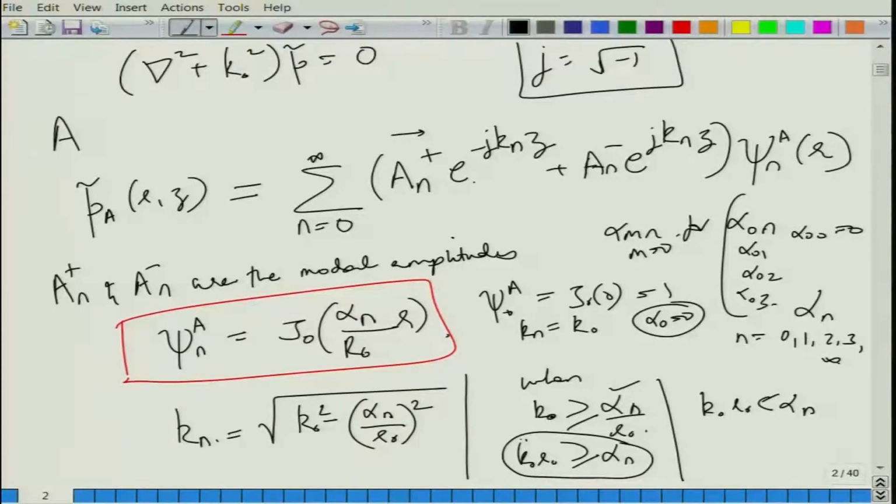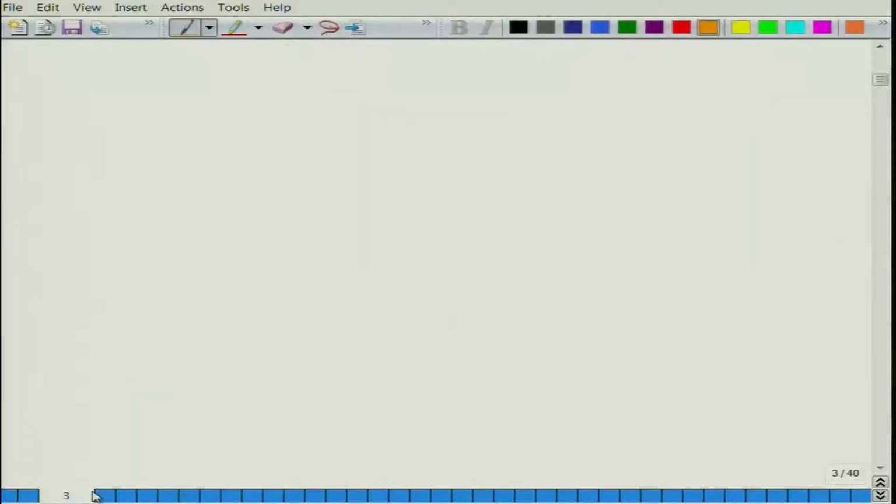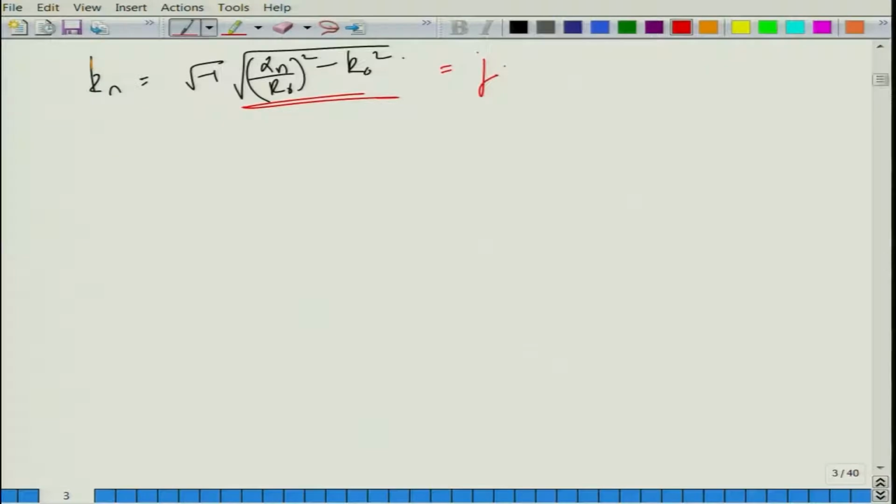There is a complex exponential. What we have is a real number. Okay, there is no problem in that. But now, when k naught is such that this is less than alpha n, then the trick happens: the root over k naught r square becomes a purely imaginary number. So in that case we can write this as root over minus 1 times alpha by r naught square minus k naught square. So this is greater. Okay. So here you will have j times the entire argument, which is of some positive number.